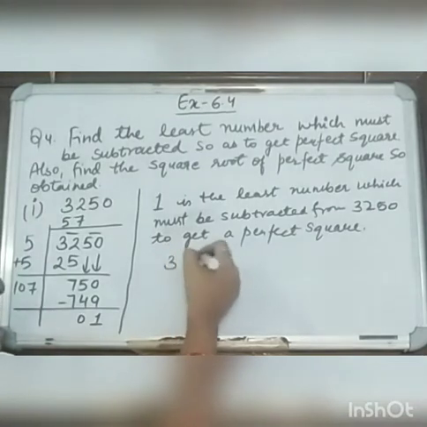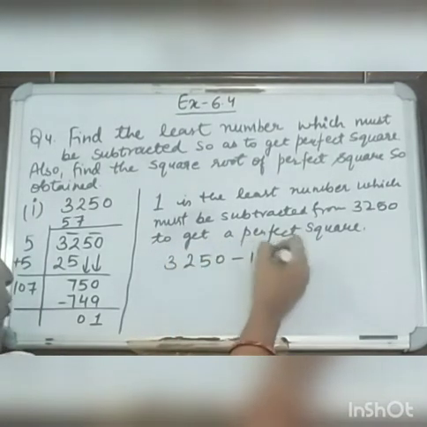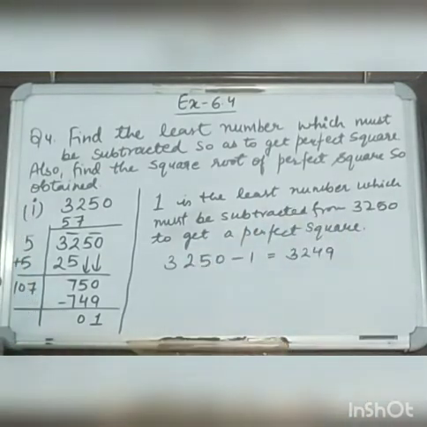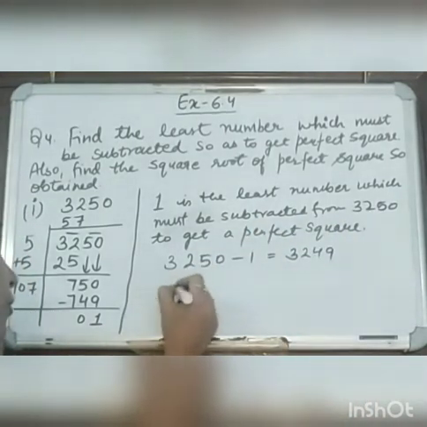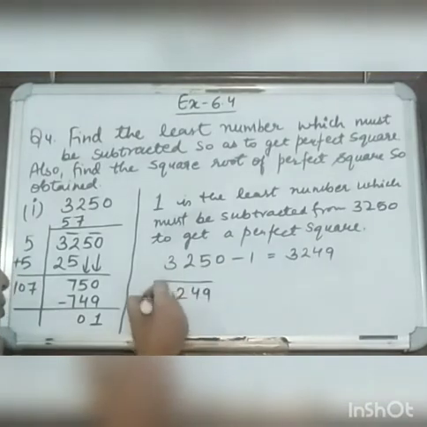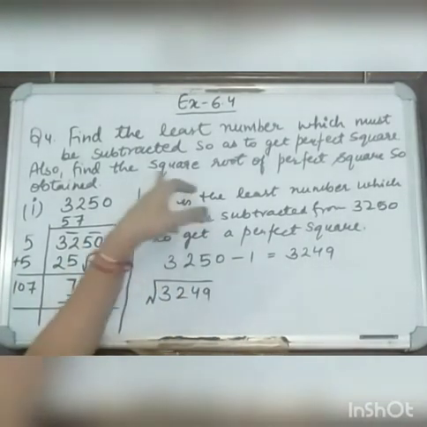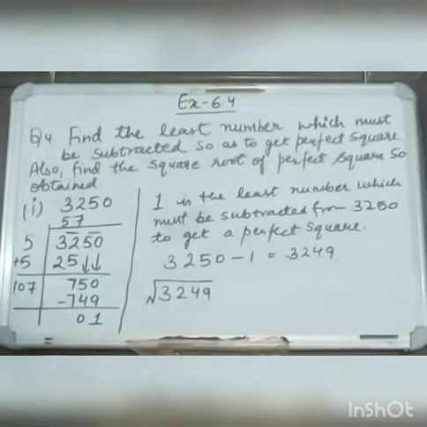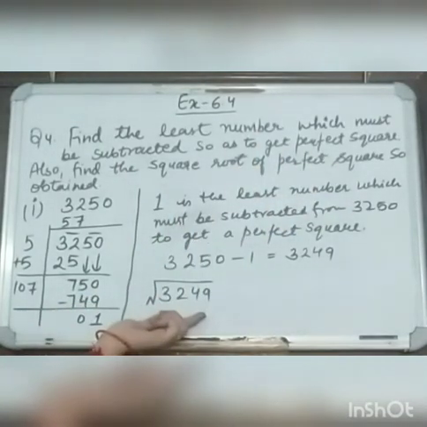So 3250 minus 1 is 3249. Okay, now we will find the square root of this new number also, because it is asked to find the square root of the perfect square so obtained. This one is the perfect square which we obtained.